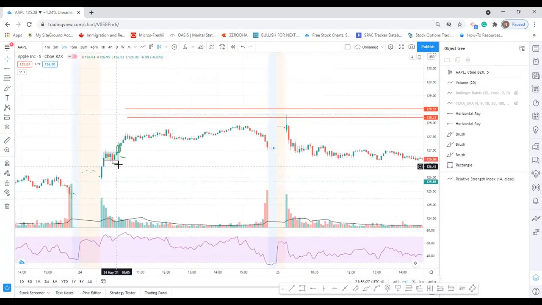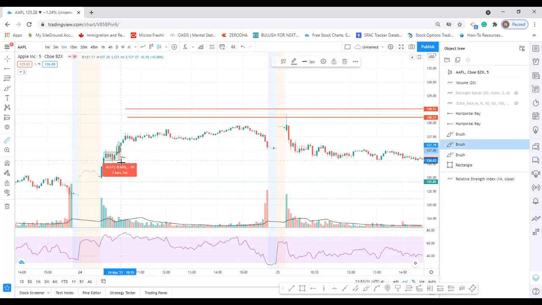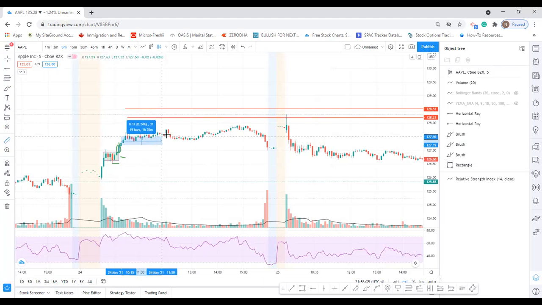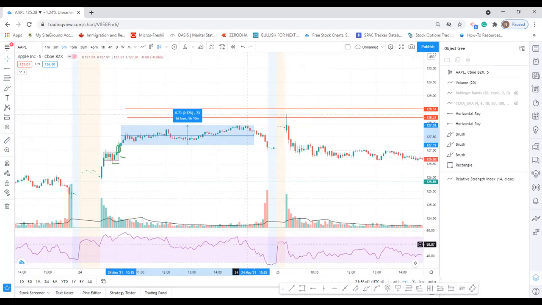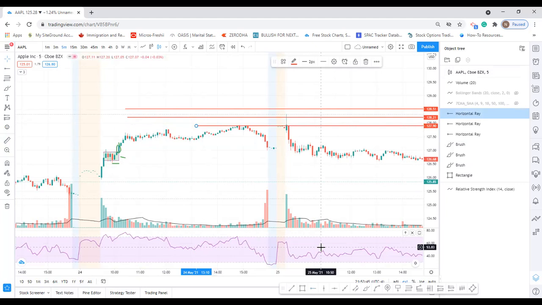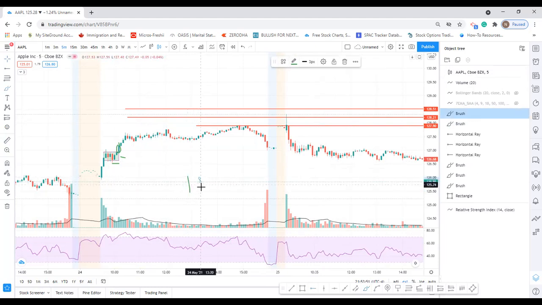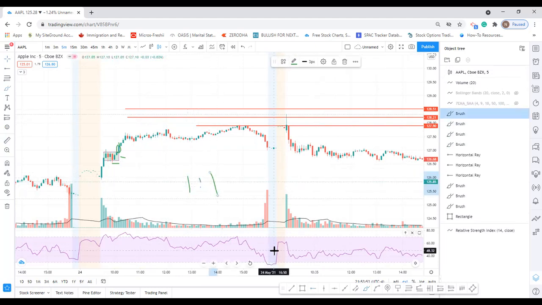But what was the percentage area? 67 cents. Let's see if we can get the 67 cents. 50, 60, almost here. At the end of the day, you got 75 cents, right? So your risk to reward ratio is 1:1. You're risking 67 to get the 67.